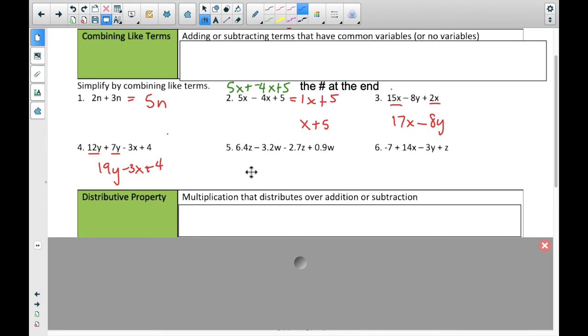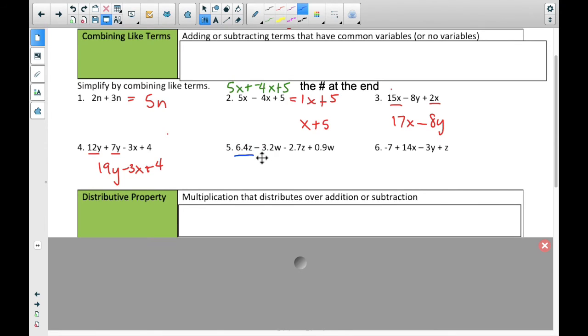Okay, let's look at number 5. Number 5 does have some decimals in it. I would really recommend using a calculator. I actually tried this without a calculator and I got it wrong because I was not using my calculator. So get a calculator. You can use a calculator on your phone, calculator on your computer. Whatever calculator you have handy is fine for this one.